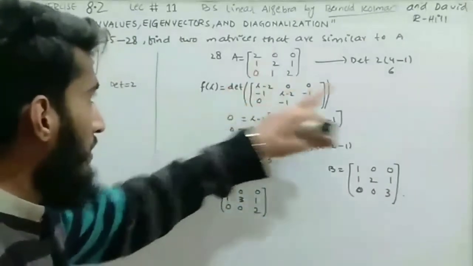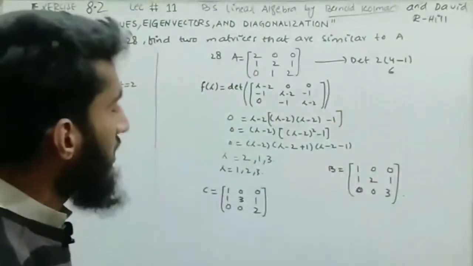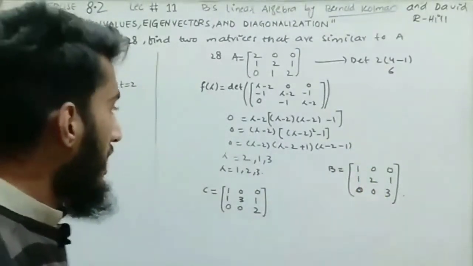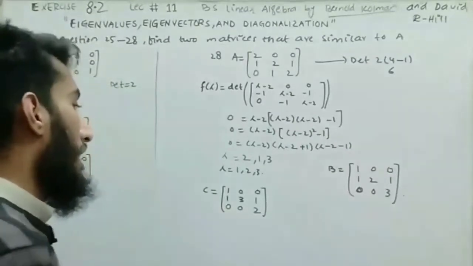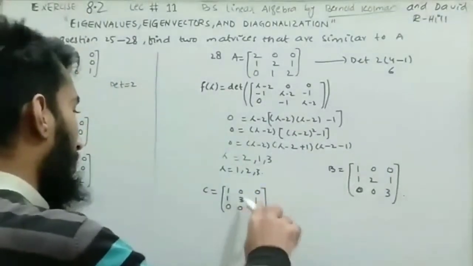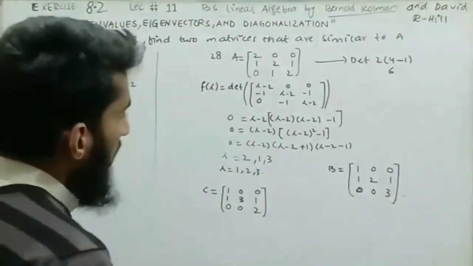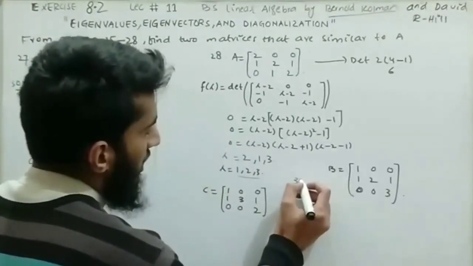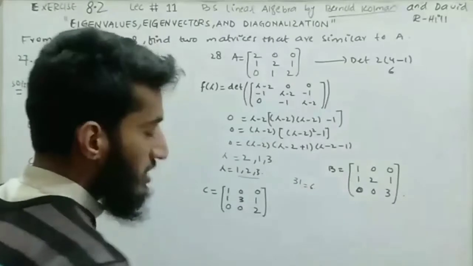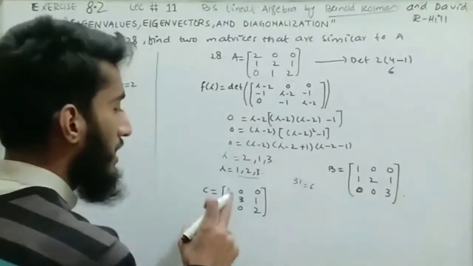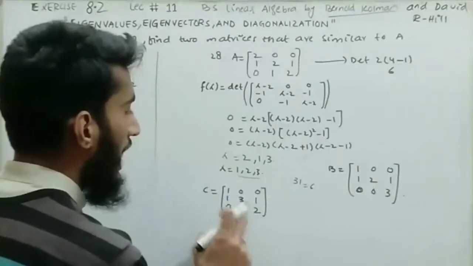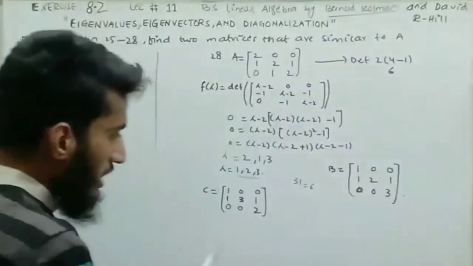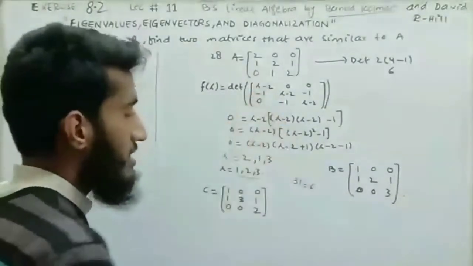Second, the determinant of the given matrix is 6, so the determinant of the required similar matrices should be 6. The determinant of this matrix is 6 and the determinant of this matrix is also 6, with the eigenvalues 1, 3, 2 and 1, 2, 3 on the main diagonal. Since there are three eigenvalues, we write their permutations, 3 factorial, which is equal to 6. So 6 different arrangements of the main diagonal values are possible, which gives us 6 different similar matrices. So these are the required two similar matrices to the given matrix A.